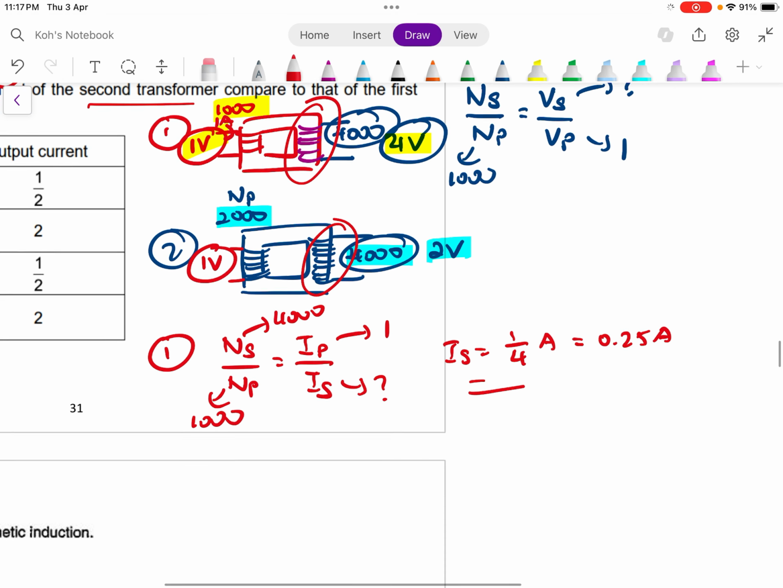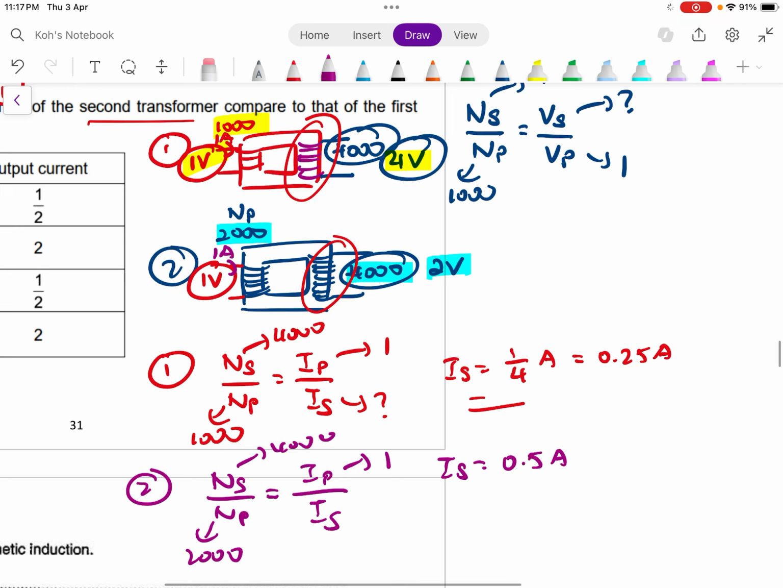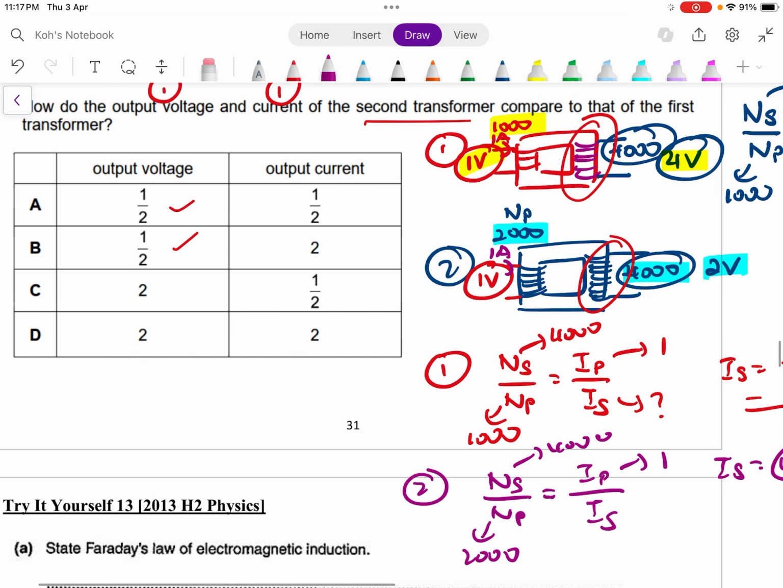What about the second transformer? Second transformer, same thing, 1 ampere. So everything is 1. NS over NP is equal to IP over IS. NS is 4000, then your NP is 2000. So 4000 divided by 2000 is 2 already. So IP is 1, IS I don't know, so you just use the ratio. So it's about 0.5 ampere. So you simply use 0.5 divided by 0.25, which will give you 2. So the answer will be B.